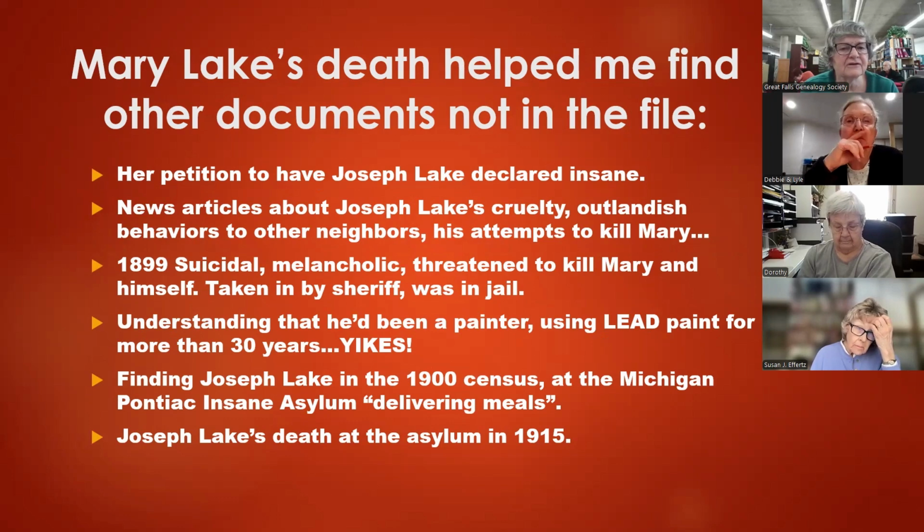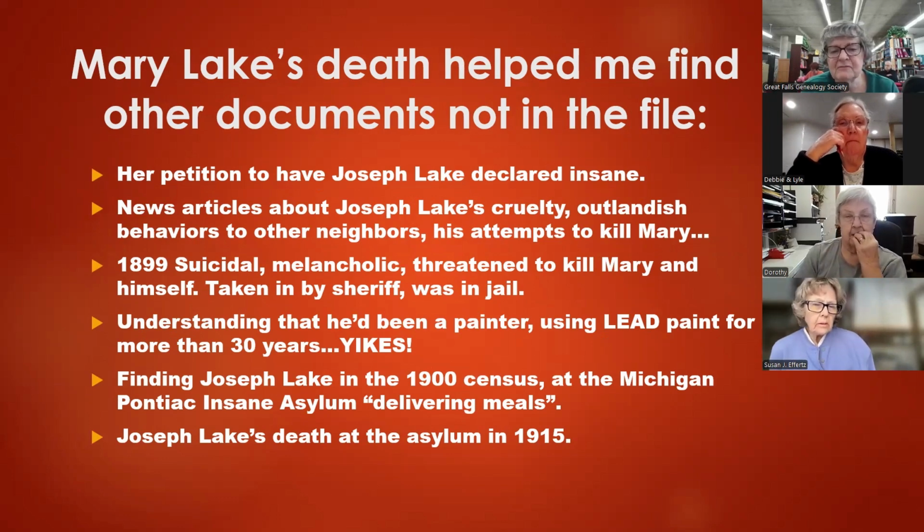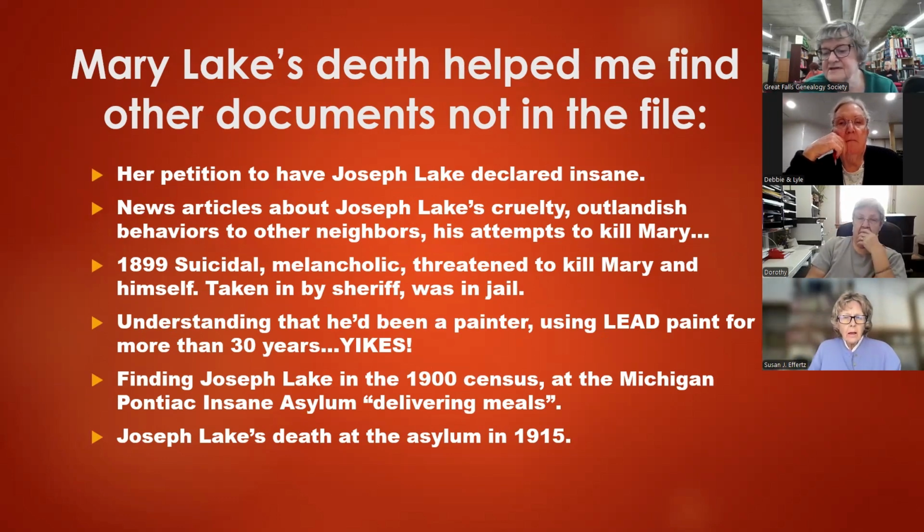Here's the things I found that helped me with other documents. I then went and got that petition that she made for Joseph Lake to be declared insane. It wasn't in the probate, but I could find that document. I could find the news articles about his cruelty and his outlandish behaviors to other neighbors where he threatened them, his attempts to kill Mary. By 1899, here's how the sheriff describes him: suicidal, melancholic, and he threatened to kill Mary and to kill himself.